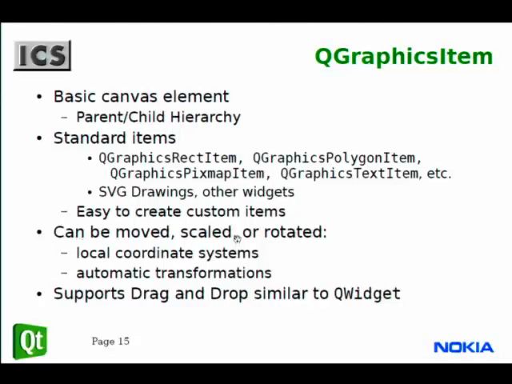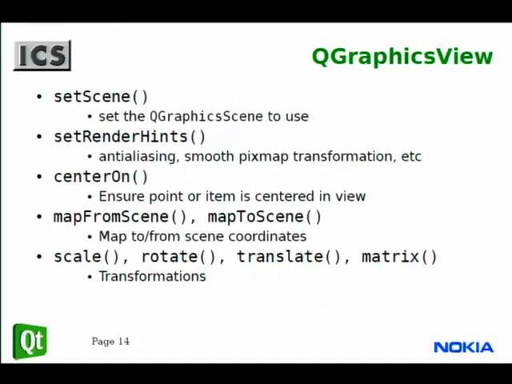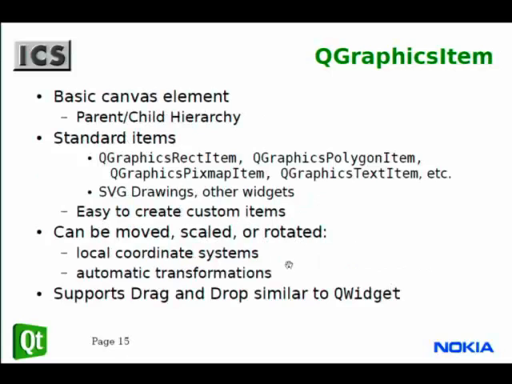You can move, scale, or rotate them very easily with the same operations that we saw on the view: scale, rotate, translate. Those exist on the item as well. Each item has its own local coordinate system, and it performs automatic transformations as needed. And it has drag and drop because they're movable. So you can click and drag and drop, and you don't have to write any of that code because it already works for graphics items out of the box.